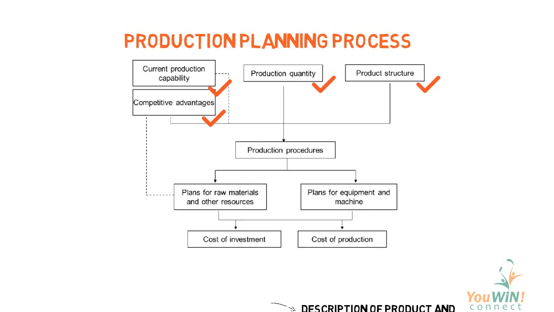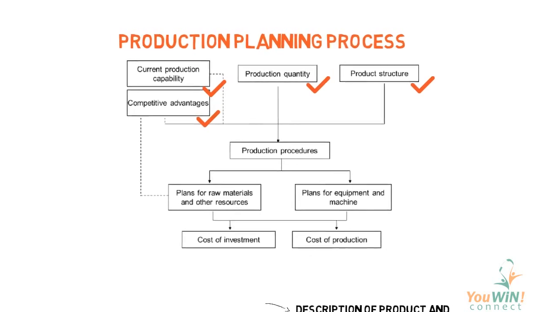Also, all of these factors that have been outlined above, that's the product structure, product quantity, current production capacity, and competitive advantages, would influence the production procedures. For example, if we are adopting an outsourcing model, it affects the amount of space that we need within the organization. Of course, it would also have a bearing on how quickly we can bring things to the market, and also if we're stocking raw materials or not.